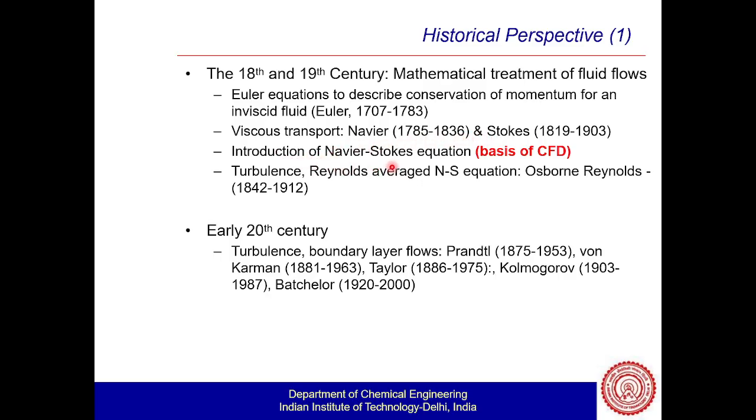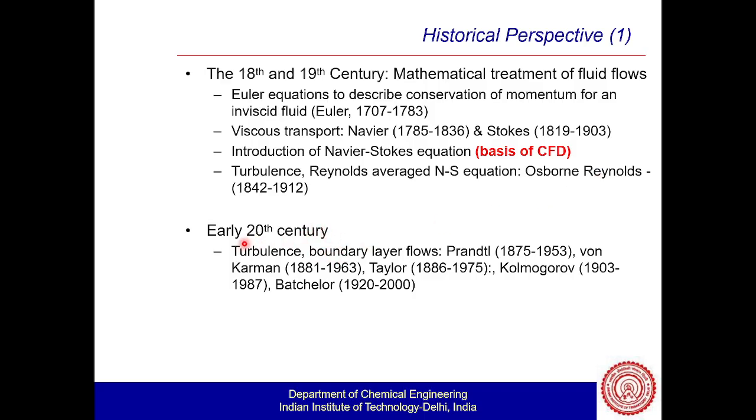And then after the Navier-Stokes equation, turbulence came into play. Initially, people tried to deal with laminar flow, but then turbulence came into play. Turbulence itself is very difficult to predict. So I will discuss how we deal with turbulence. And the Reynolds-averaged Navier-Stokes equation is one of the ways of solving turbulence, which was invented by Osborne Reynolds.